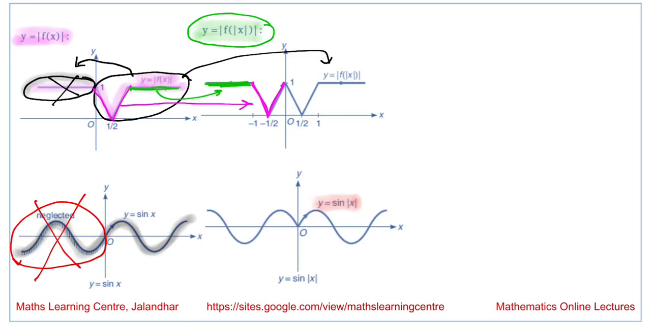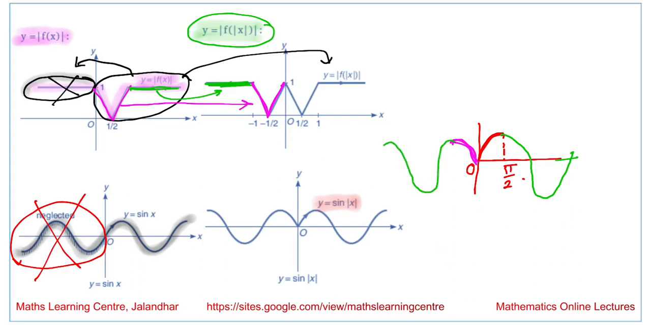Now this is the graph of sin x in the portion 0 to pi by 2. We have neglected the negative part, and the reflection of this part will be in this form. Next it is continuing like this, and the reflection of this portion will be like this. So this portion we obtain over here in this form. This is the portion that will be changed over here. So this is the graph of y is equal to sin of mod of x.